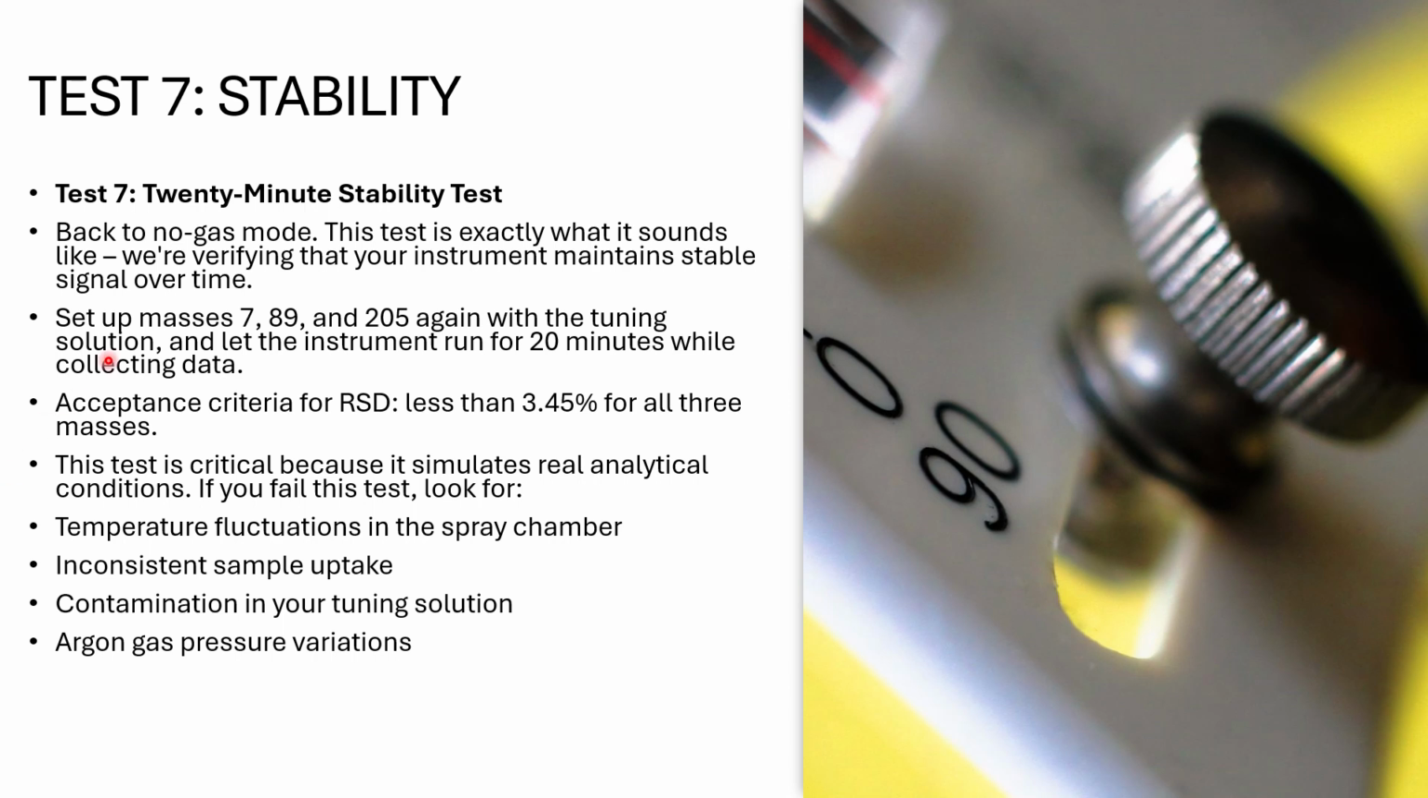So you have to set up masses 789 and 205 and run the tuning solution for 20 minutes. So the acceptance criteria for RSD, it should be less than 3.45% for all 3 masses. This test is critical because it simulates real analytical conditions.